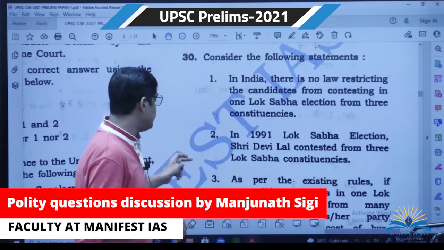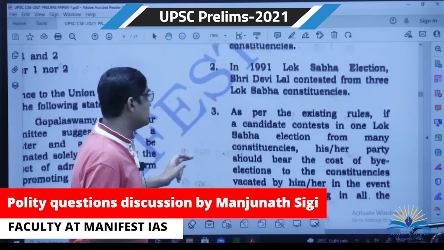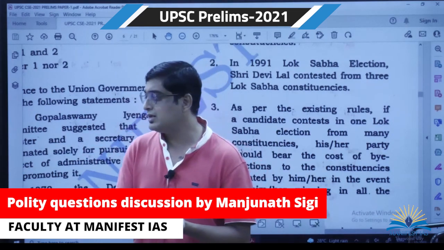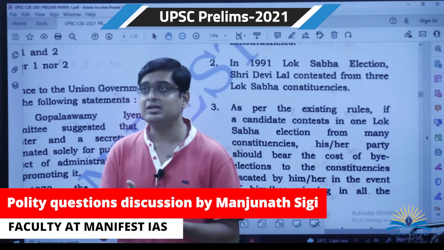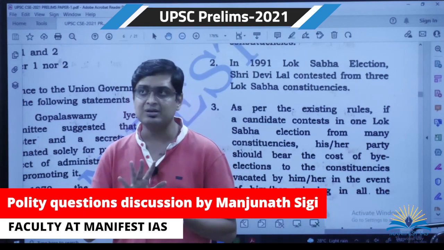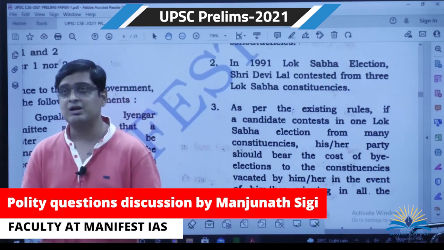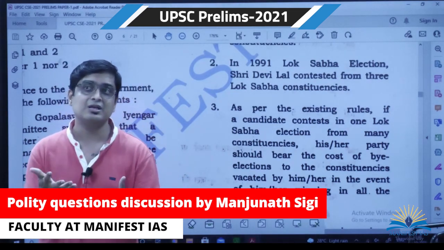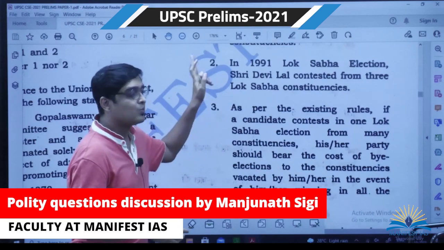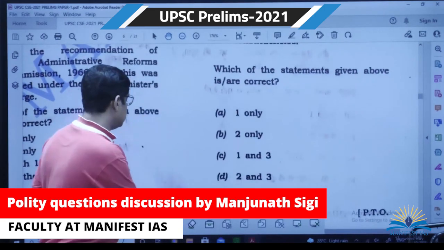Now, as per the existing rules, if a candidate contests in one Lok Sabha election from many constituencies, his or her party should bear the cost of by-elections to the constituencies vacated by him. You know that if a candidate is contesting from 2 seats and he wins in both, he has to vacate 1 seat. Now there will be by-elections. Who will fund that? It is not funded by the party, because if it was funded by the party, the Election Commission of India would never have proposed or complained about the wastage of national resources, money, time, etc. So this is incorrect. 2 is correct, 1 is incorrect. So the answer is 2 only. B is the answer.